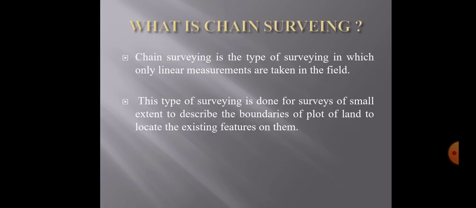Now, chain surveying is a type of surveying in which only linear measurements are taken in the field. This type of surveying is done for surveys of small extent, to describe the boundaries of plots and land and to locate the existing features on them.